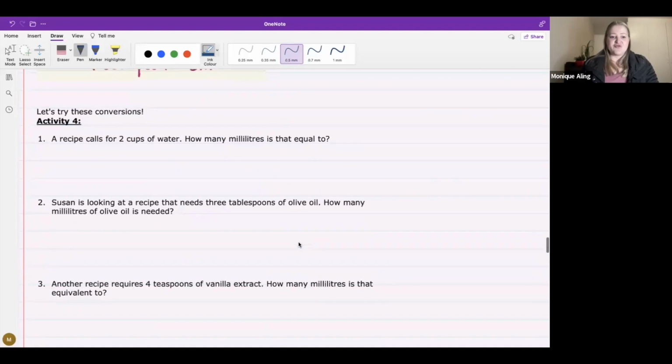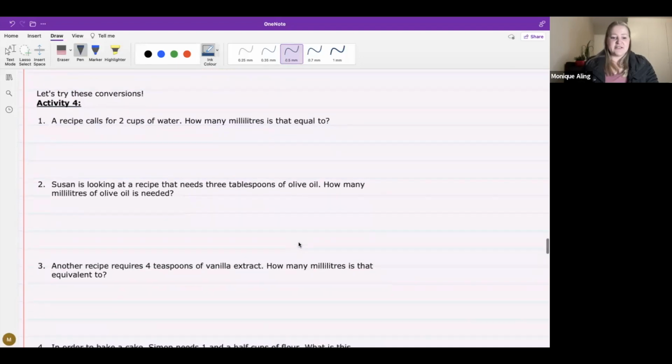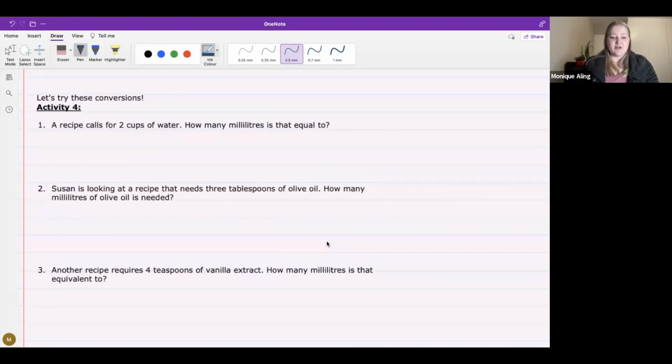Okay, so let's try these conversions. Got question 1, 2, and 3. I'm going to ask you guys to quickly try those on your own for me, and we'll go through them.